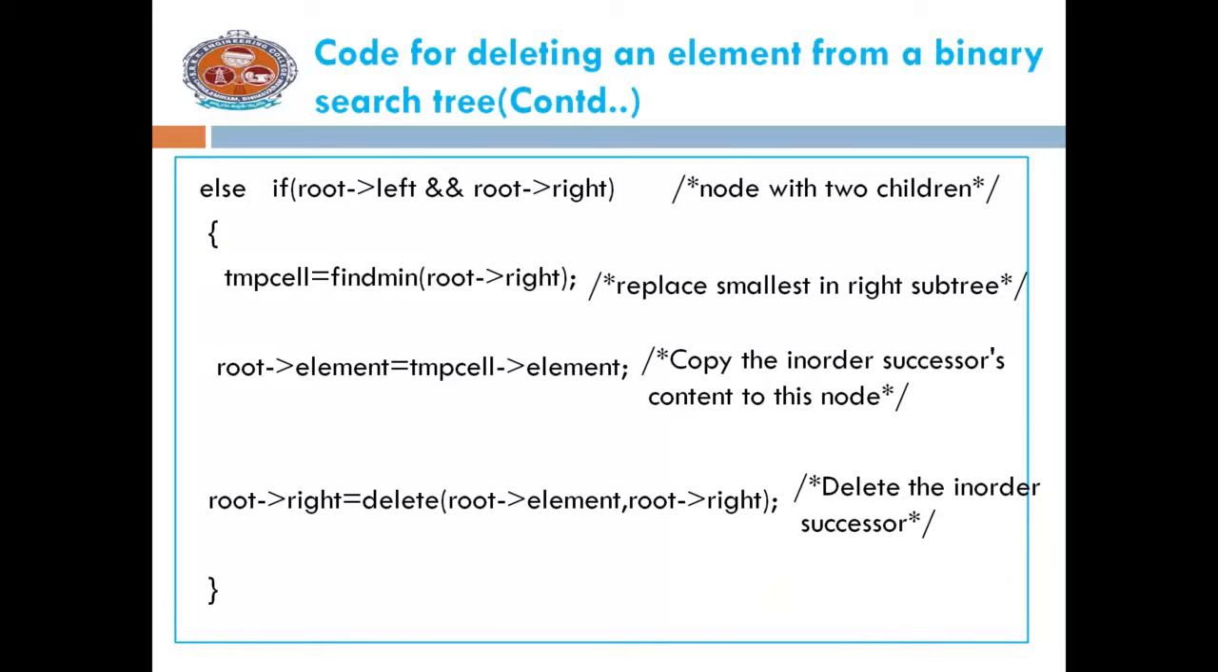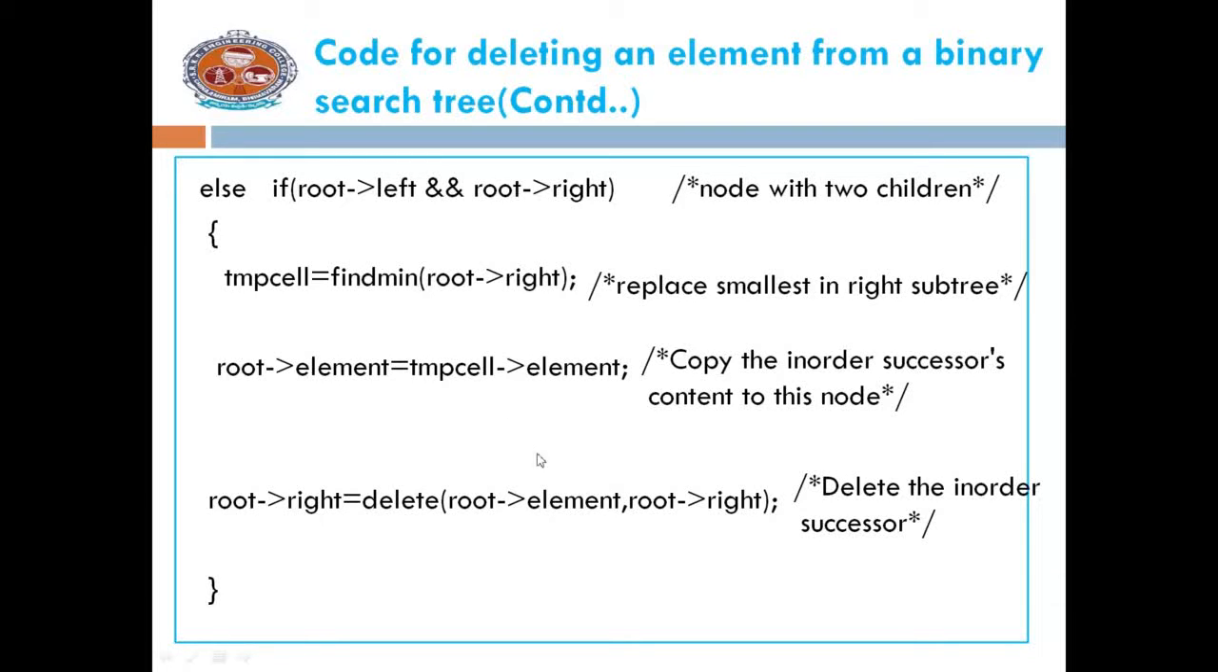And this is the case that occurs when you want to delete a node with two children. So root arrow of left and root arrow of right. That means if you are having two children, then it returns true. In logical and, if both the conditions are true, it returns a value true. So when you are deleting a node with two children, you have to find the minimum element from the right subtree. So temp cell equals to find min of root of right. That means we are finding the minimum element from the root of right. And root of element should be replaced by which value? That minimum value. So root of element equals to temp cell of element.